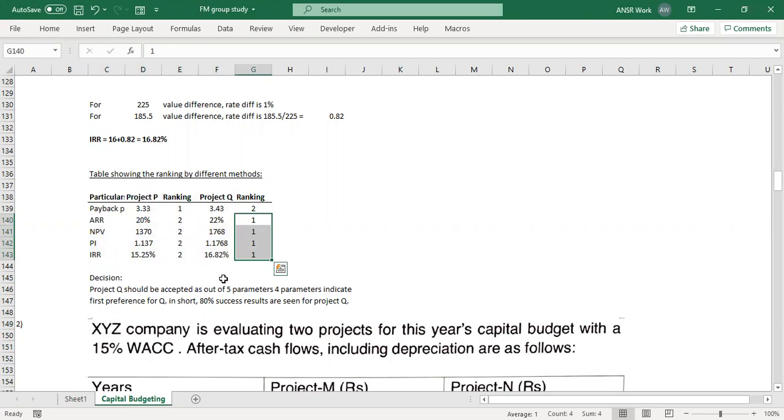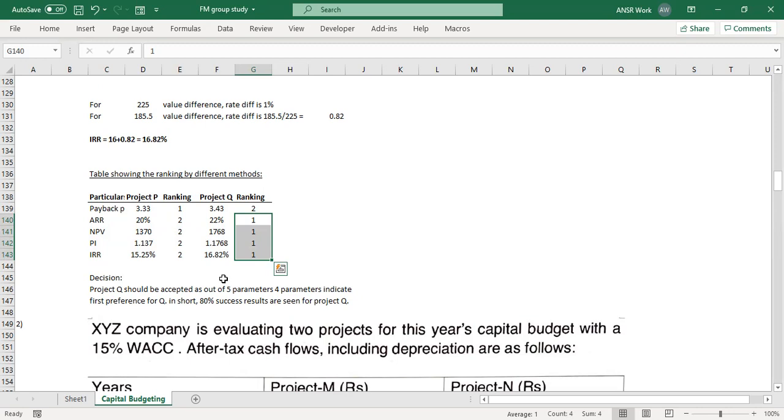However, this is a kind of managerial decision. One manager may come and say that for me the payback period is the most important, because cash flow is very vital for me. In coming years I'll be needing the cash flow, so I'll go for payback period, even if the other indicators are saying something else altogether. I'll go for Project P. So it's purely a managerial decision, and that also can be done.